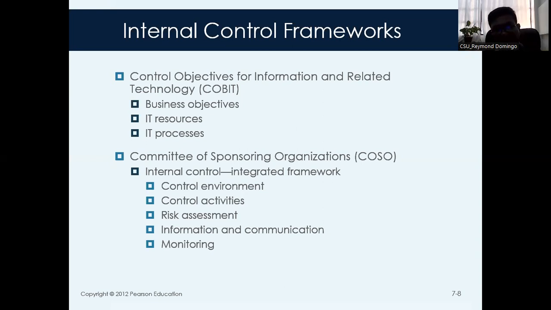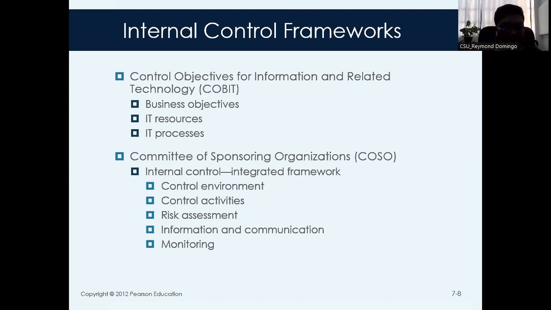Controls are to be designed based on those objectives. Next is IT resources. What are the available resources to us? Our hardware, our software, our financial resources. So in safeguarding our assets, what specific controls do we have to design? Next is the IT processes, specifically the activities or processes that we have to perform. We have to control those activities in order to prevent losses or inefficiency in our operation.